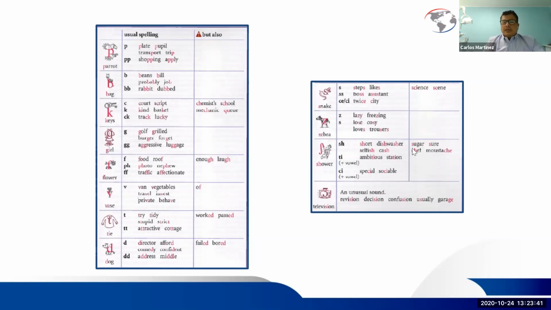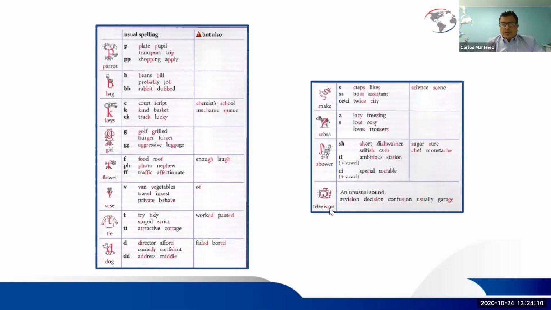So whenever you have these combinations of TI plus vowel, CI plus vowel, you're going to pronounce the sound sh, okay? And then we have some unusual combinations: just the letter S, sugar, sure, or the CH. Even though we mentioned here the CH can make a K sound, it can also make a sh sound, like chef or mustache. So these are exceptions to the rule, so you need to just learn them and memorize them.